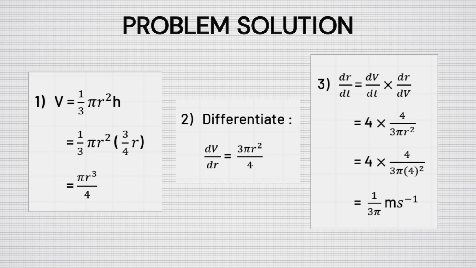The equation is dr/dt equals dV/dt times dr/dV. We already have the information for dV/dt and dr/dV, so we can substitute dV/dt as 4 and dr/dV as 4/(3πr²). And we can substitute r equals 4, and the final answer will be 1/(3π) meter per second.